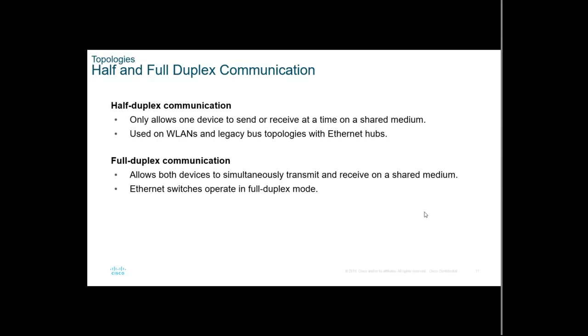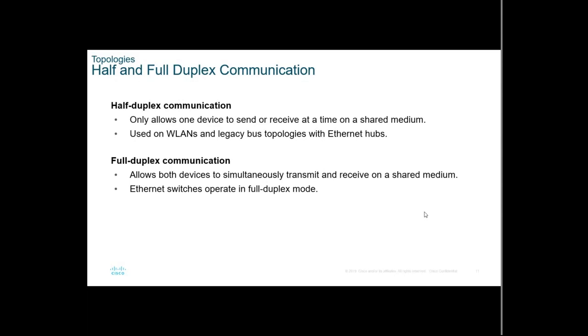All right, so examples of half duplex networks include legacy Ethernet buses, like I showed you just before, but also the Wi-Fi network. Wi-Fi is using radio frequencies, isn't it? Through the air again. So if it's the same air, then they're going to be sharing that medium. Full duplex communication allows both devices to simultaneously transmit and receive on a shared medium.